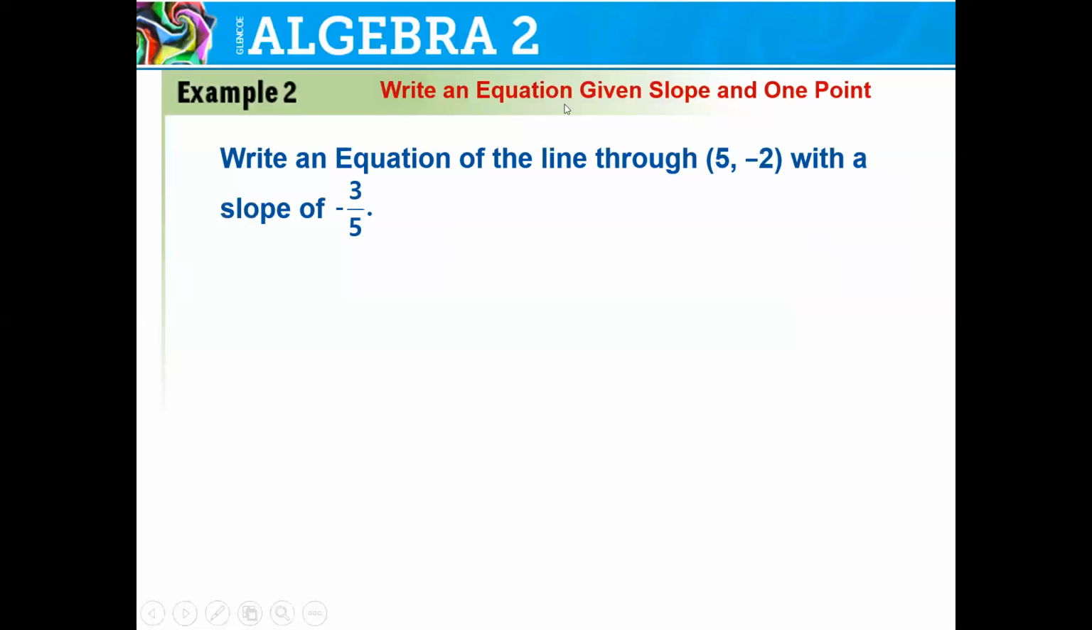Okay, here, write an equation given slope and 1 point. This, we could do it through slope-intercept form. I would prefer to do it through point-slope form because it's a little bit easier. Very simple. Okay, there's your slope or your point-slope form. Give you a second, and I'll actually work this one out.